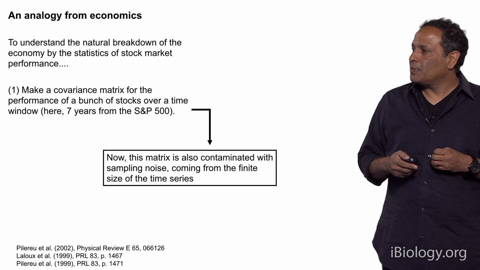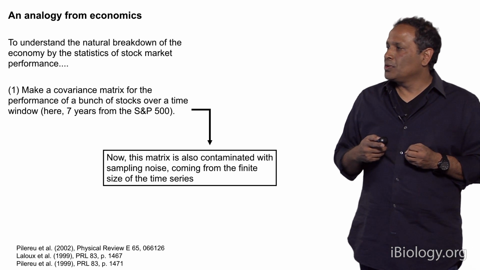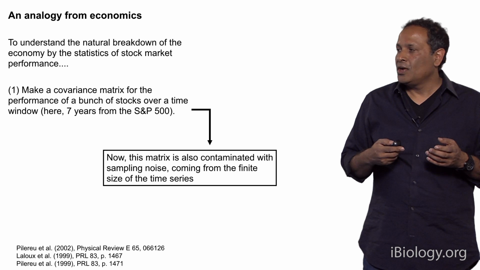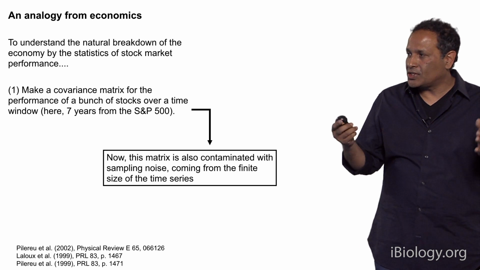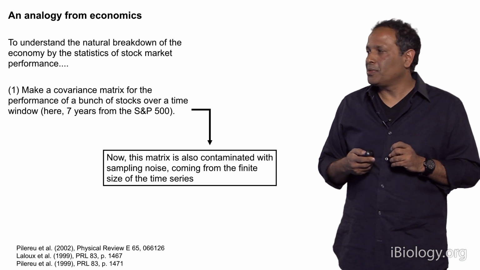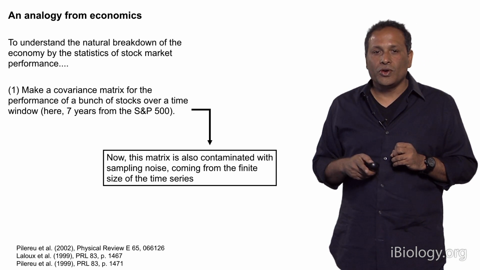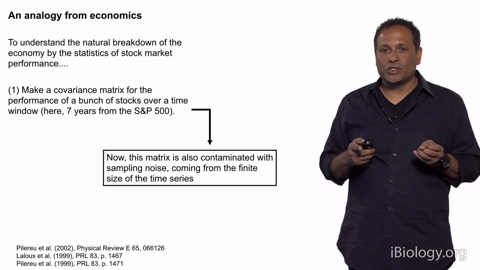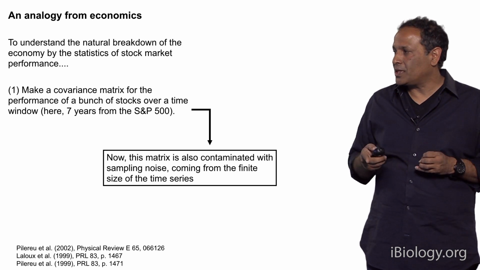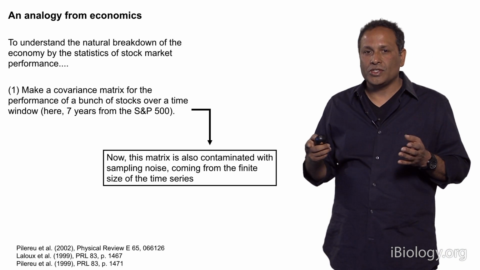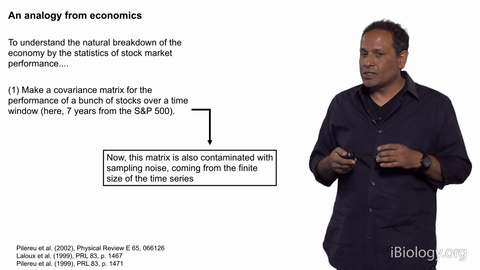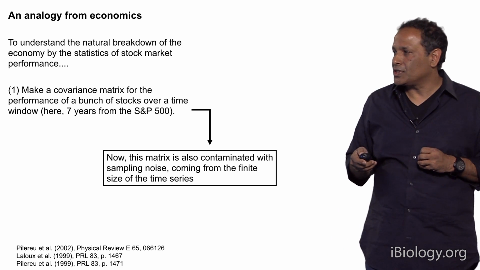So what people working in this field have done is to make essentially a covariance matrix over the performance of a bunch of stocks from the S&P 500 over some defined time window, here 7 years. And now the important thing to realize is the analogy to our problem. This matrix is also going to be contaminated with sampling noise, because after all, you have a finite number of samples of the stock performance over 7 years, not infinite sampling. So you expect a large number of the correlations between stocks to potentially come from just the finite size of the time series, similar to our problem of finite sampling of sequences.